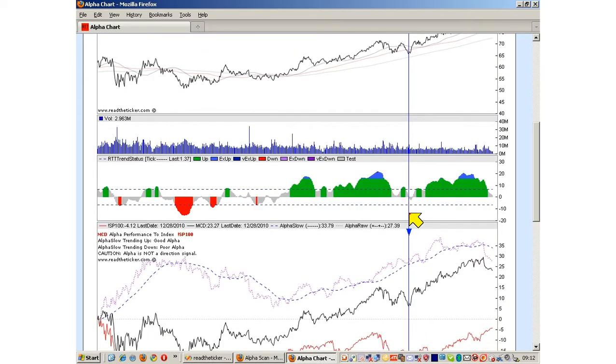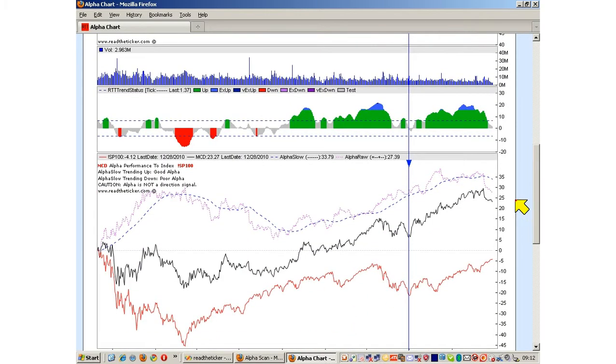We can see the trend tool is right at the test moment. We've got a good alpha performance up here. That is, in a sense, the black line is outperforming the red line. The red line is S&P 100 and the black line is McDonald's. So this is what we want to see. We want to see strong alpha performance, and even when there's a sell-off in the benchmark index, the underlying, i.e.